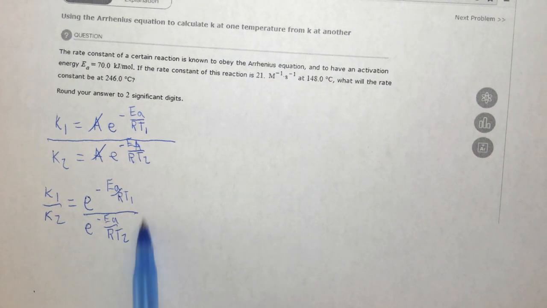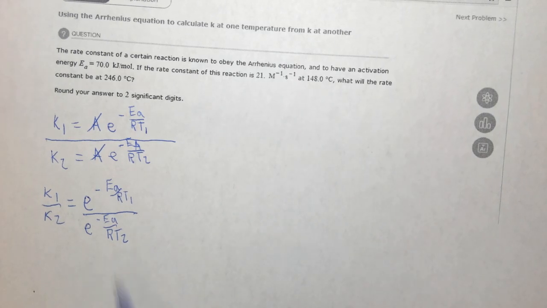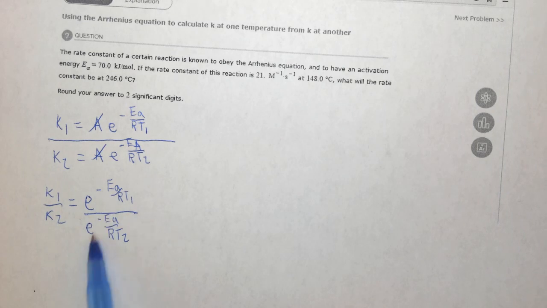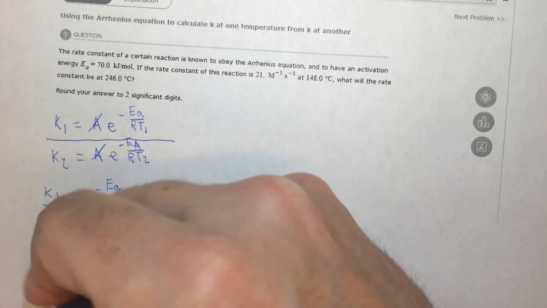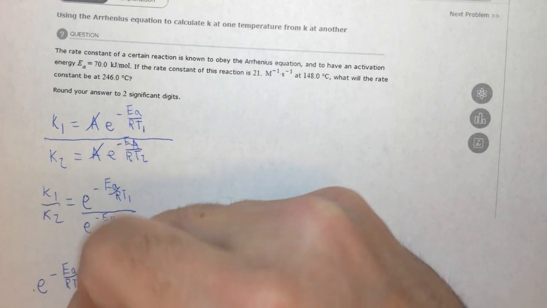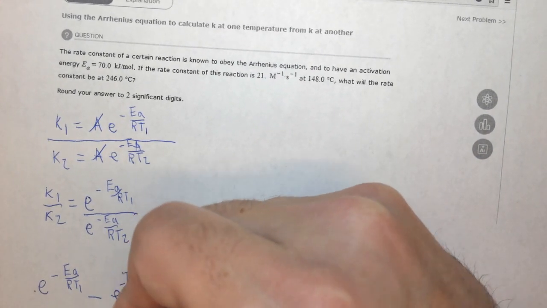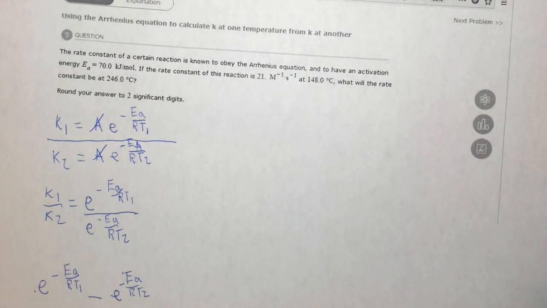Now I'm going to focus on simplifying this side of the equation. This side of the equation is already pretty simple. This side, not so much. So now we're dividing exponents, which is the same as subtracting. So I'm just going to focus on this side. We can rewrite this as e to the negative Ea over RT1 minus e to the negative Ea over RT2. So we rewrite it like this.